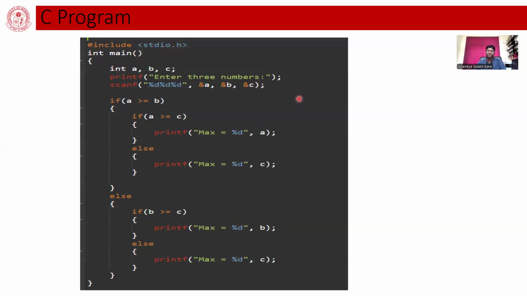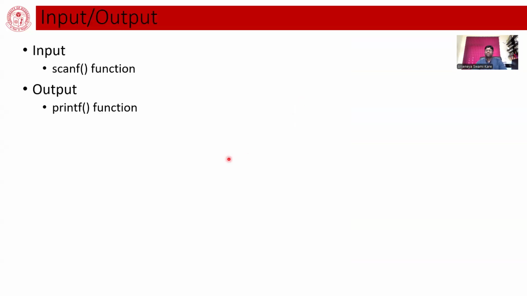This is a simple C program to compute the maximum of three numbers. Whenever you are learning any programming language, the first step is to understand how to write an empty program. The second step is how to read input from the user or how to write output to the display device. Those input and output statements we need to learn.